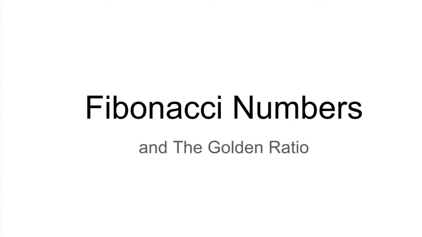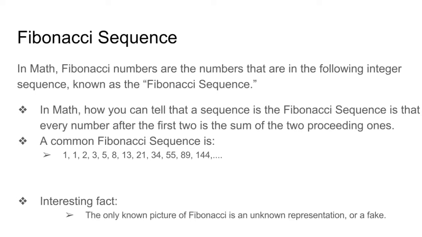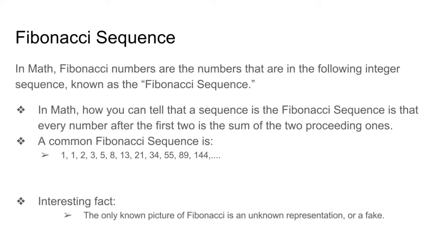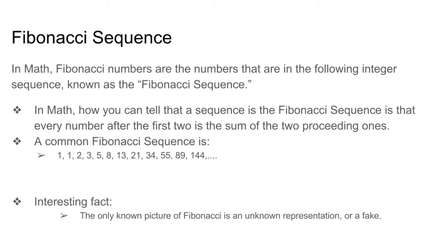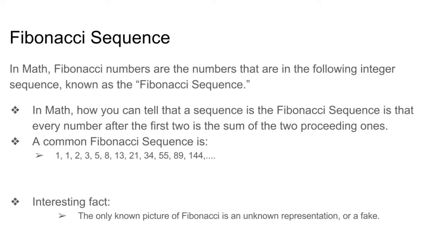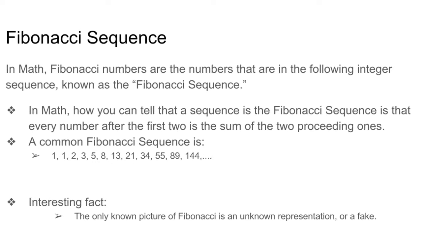Fibonacci numbers and the golden ratio. The Fibonacci sequence. In math, Fibonacci numbers are the numbers that are in the following integer sequence, known as the Fibonacci sequence. How you can tell that a sequence is the Fibonacci sequence is that every number after the first two is the sum of the two preceding ones.